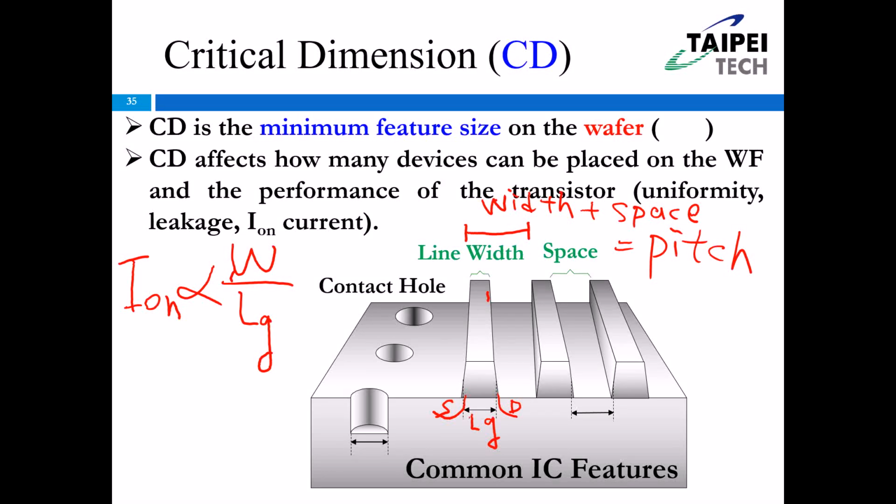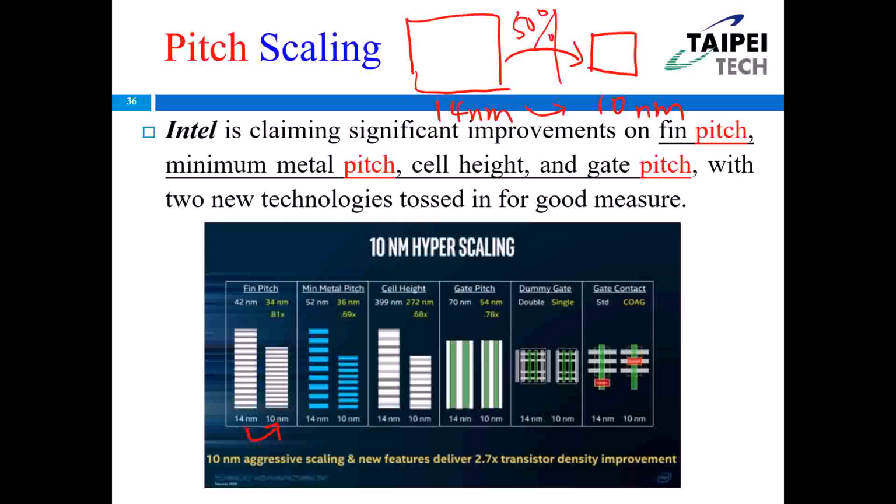Okay. So the next slide shows you a slide from the Intel company. You see Intel compares two technology nodes, the 14 nanometer and the 10 nanometer technology node. 14 nanometer is the technology node, and the next generation will be 10 nanometer. According to Moore's law, for the next generation chip, the chip size will be half of the 14 nanometer chip.